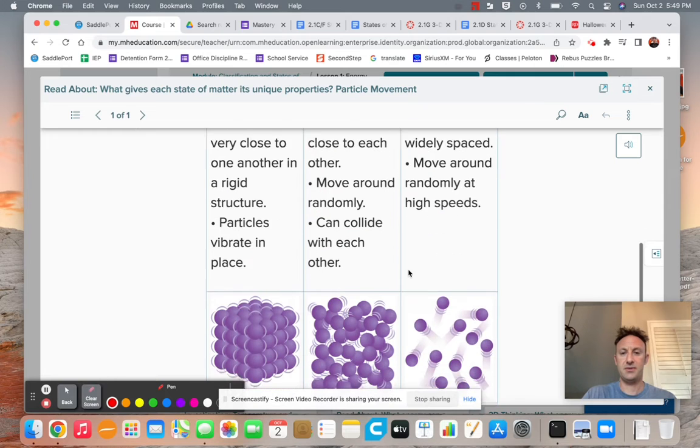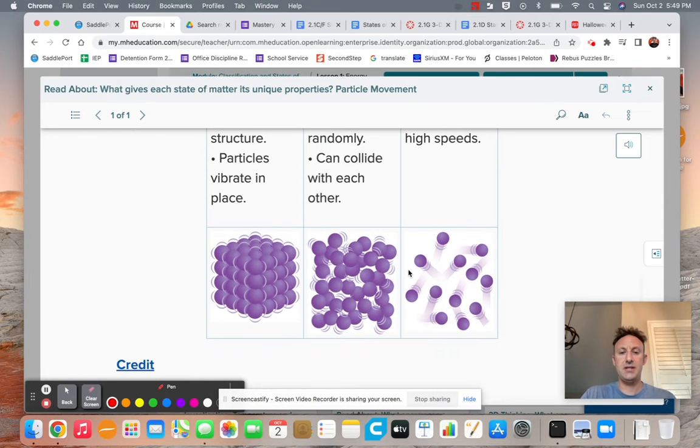All right, clear that screen. As you see here, these are solids, and you can see how they have one line around them to show that they do vibrate in place. For those of you that keep asking, when do they stop moving? That's going to be absolute zero, which I believe is about negative 473 degrees Fahrenheit.